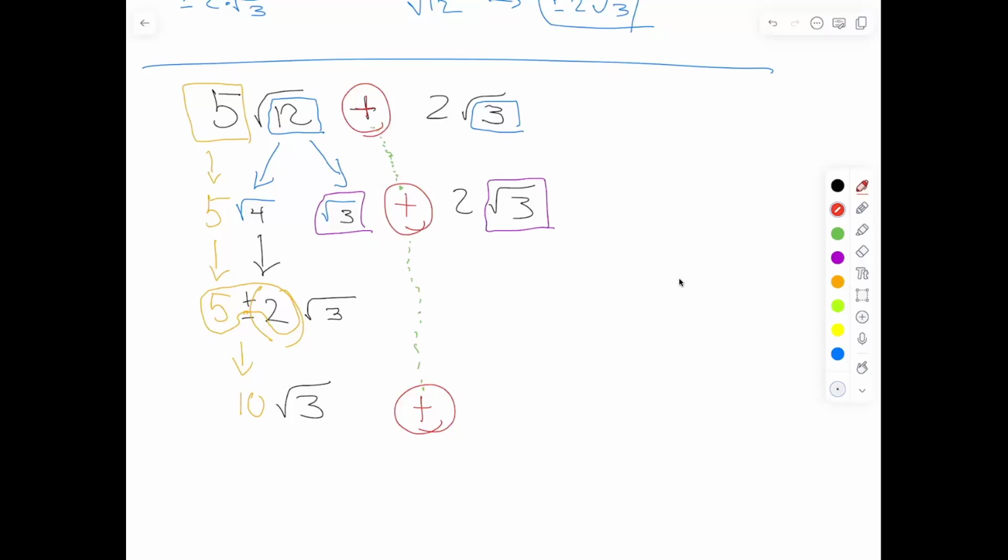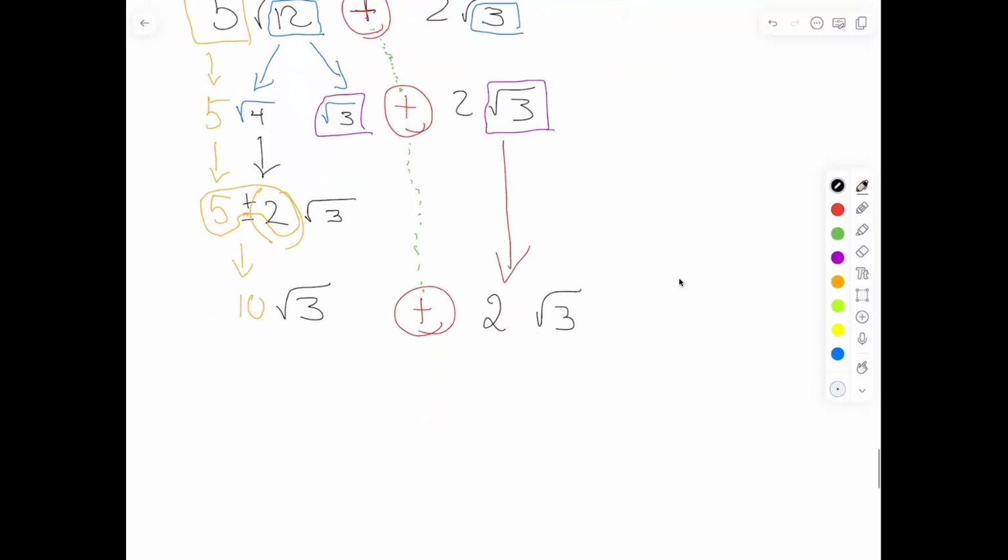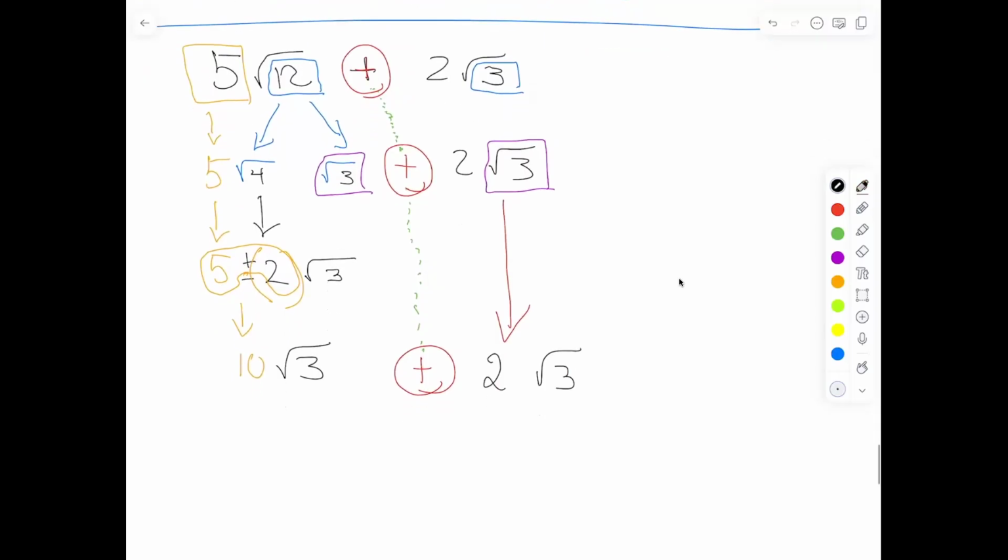Can I do anything with this 2 square root of 3 on the right? Can I break it down any further? No. Absolutely not. I cannot do anything. Now, this is where I lose a lot of people.